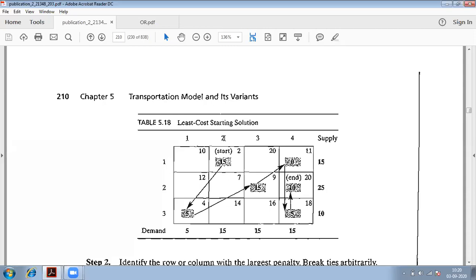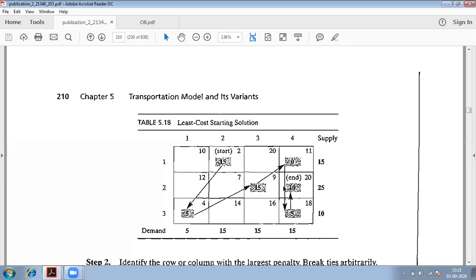7 we have struck out already. Next 9 and 16, and this is 20 and 18. These 4 cells are left. Among all 9, 20, 18, 16, 9 is the least. Allocate maximum 15. So here 15 is there. You allocate 15. Automatically it will cross out.